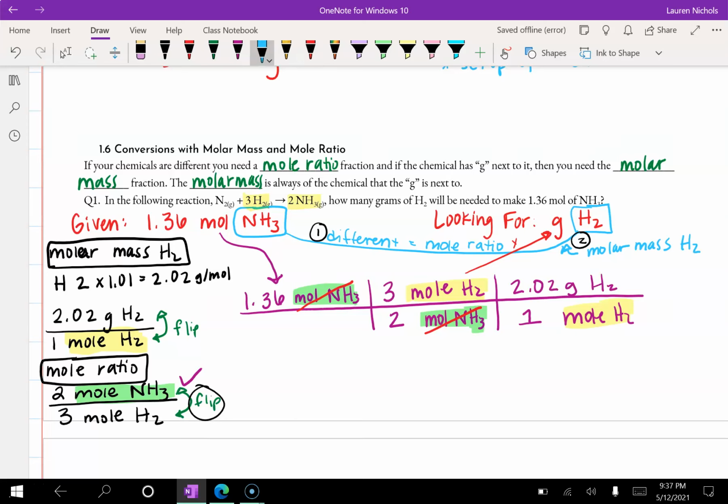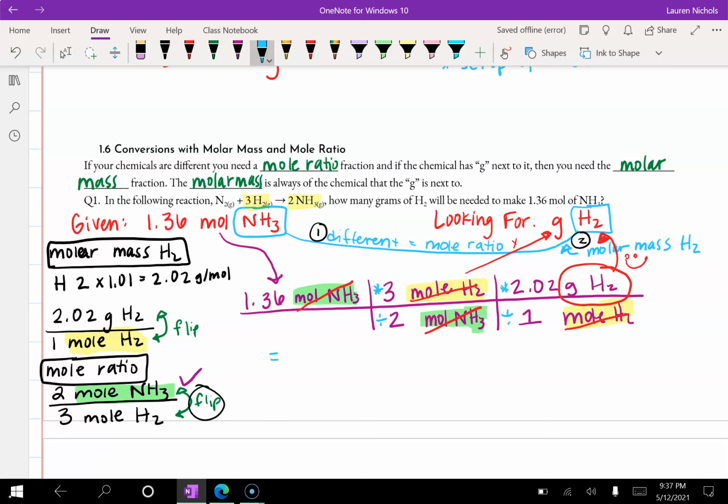So remember, our math stays the same. If the number's at the top, we multiply. If the number's at the bottom, we divide. Oh, and our units, moles of hydrogen, cancel out with moles of hydrogen. Grams of hydrogen matches what we're looking for, which is great. So that's how we know we're ready to use our calculator.